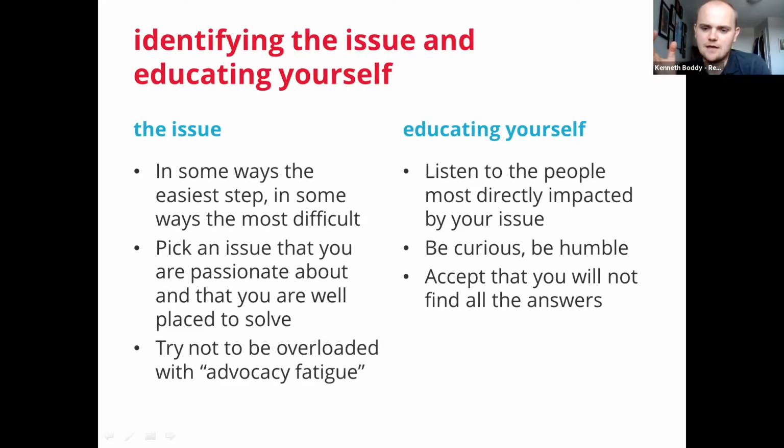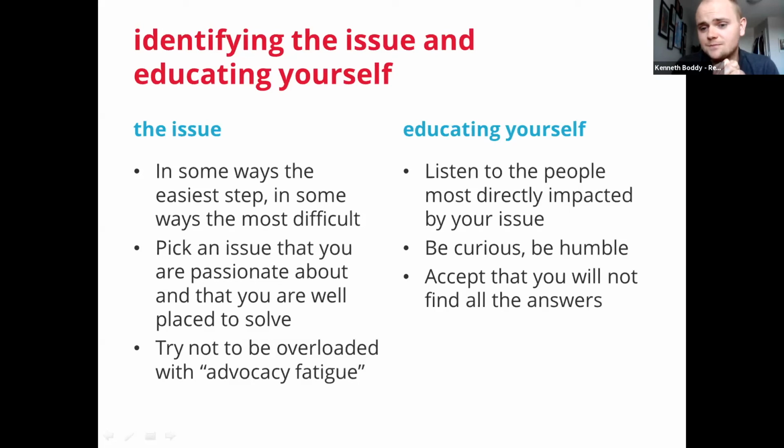Another thing to keep in mind here is you also want to make sure you're really picking an issue that you can change and not be fatigued by all of the problems in the world. We are still people. We need to make sure that we try our best to channel our efforts where we can create some change and not burn ourselves out.